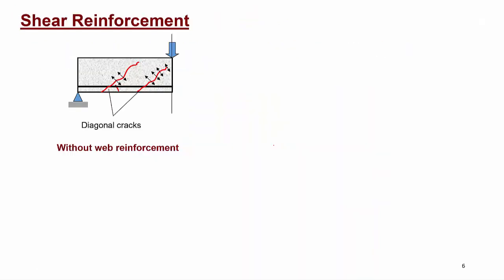Now, if we look at the beam subjected to 4-point loading that we saw in the last video, and look into the shear span, we know that there will be some principal tensile stress acting diagonally in the beam, as shown by these black arrows. As soon as the principal tensile stress is greater than the tensile strength, the concrete will crack along this red line, and it will be a diagonal crack. This is a typical shear failure.